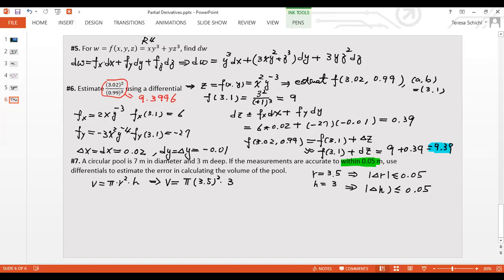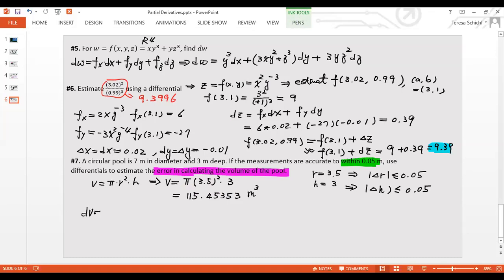So this is my true volume. If you put pi as 3.14, it will be about 115.45353 meters cubed. Now they want me to estimate the error when I calculate the volume. This is the true volume if I don't have any error when I measure it, but when I do have the error, let's see.